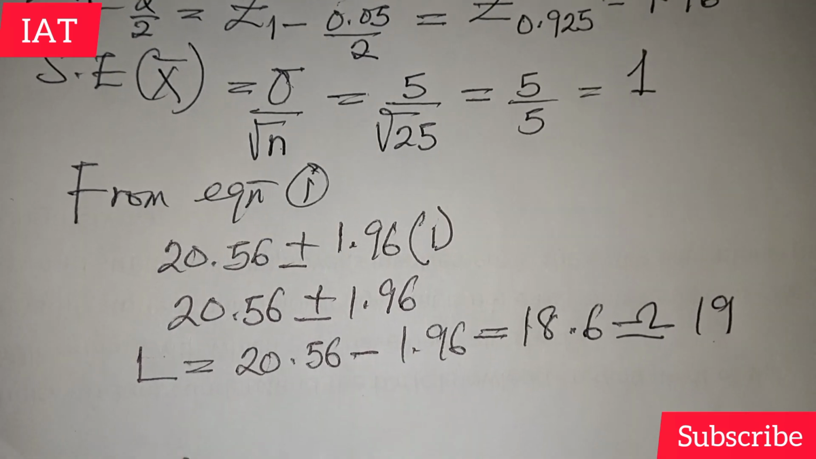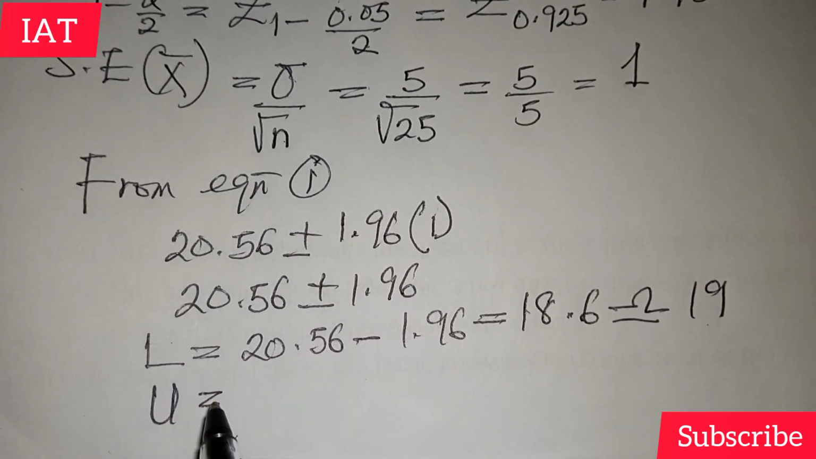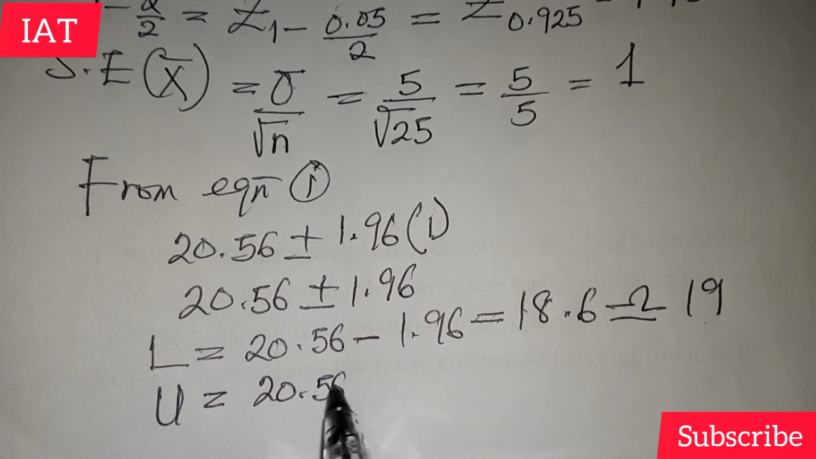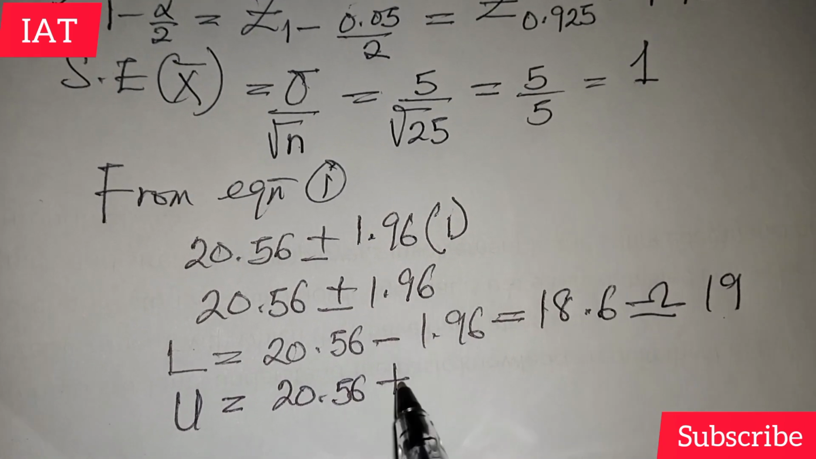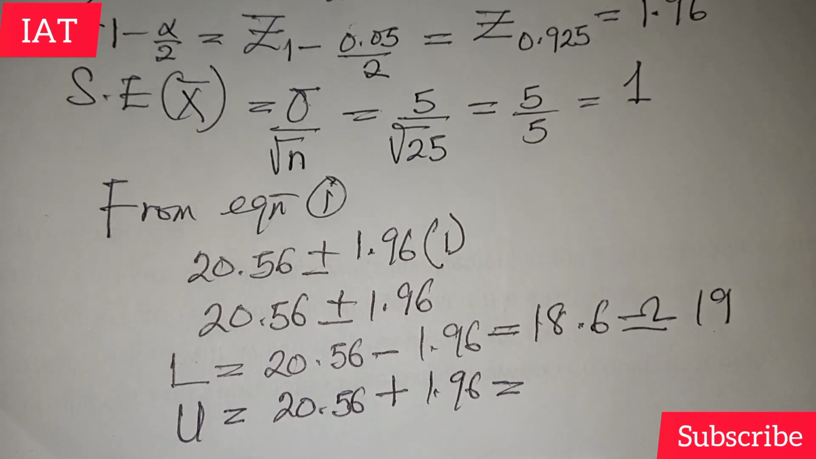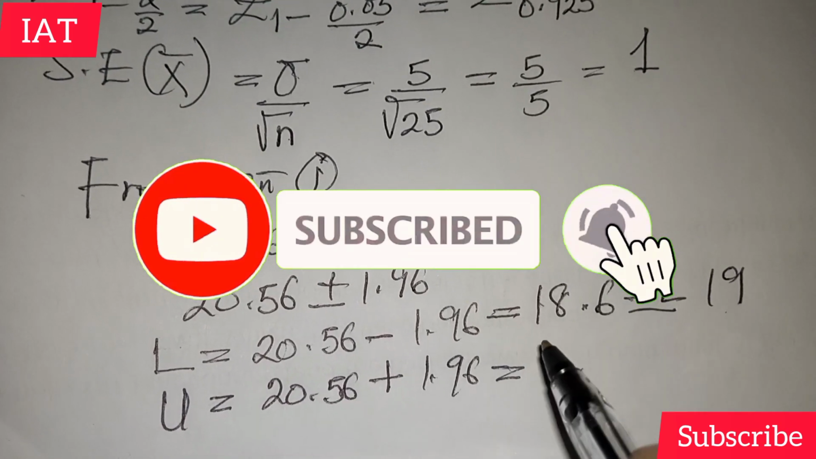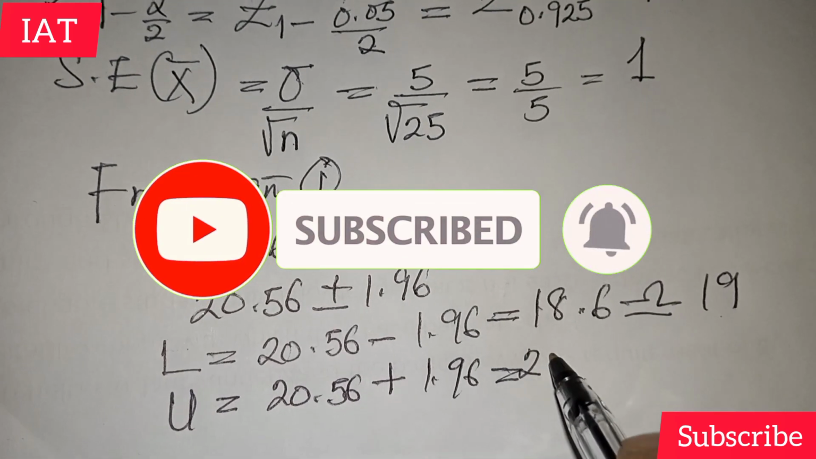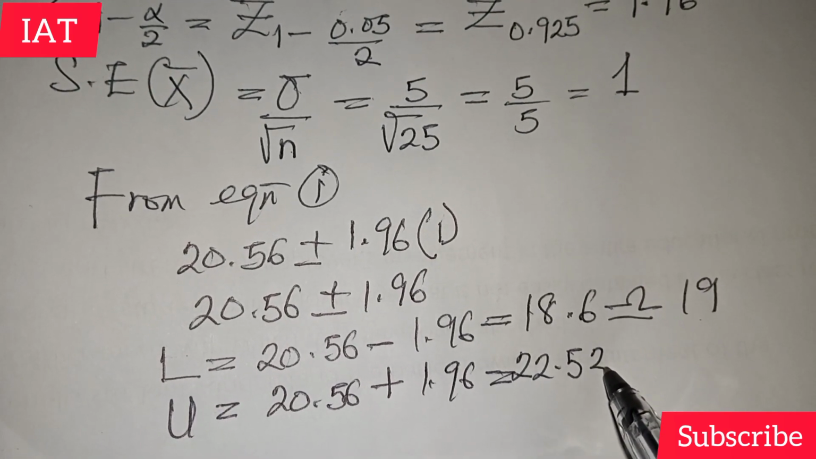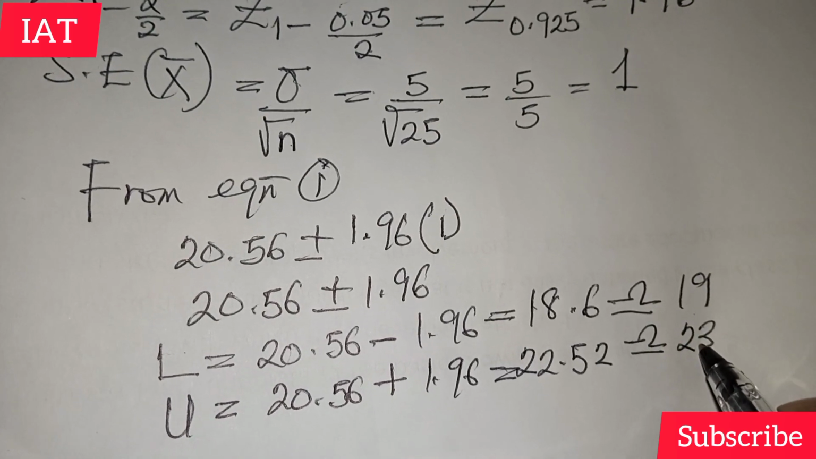All right, so we're also going to check the positive value. For the positive value we have 20.56 plus 1.96, and if you add this up on the calculator, this should evaluate to 22.52, which is approximately 23.